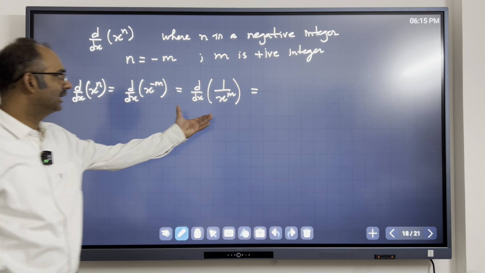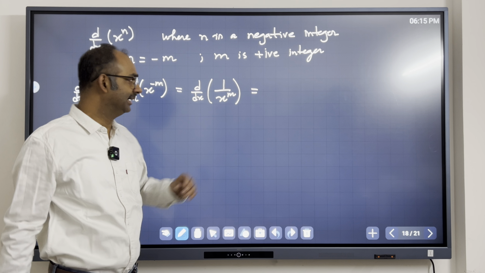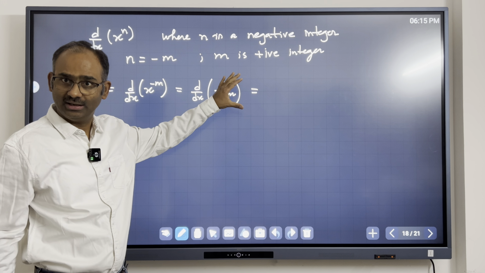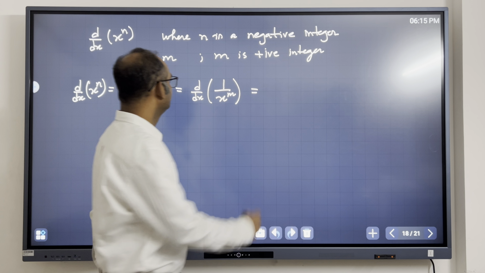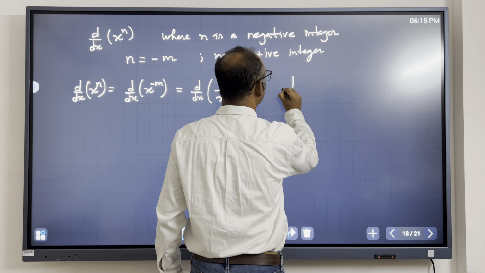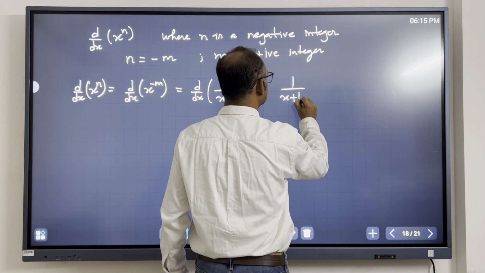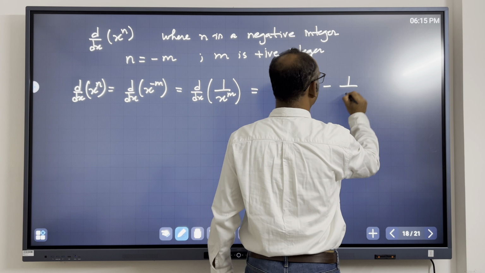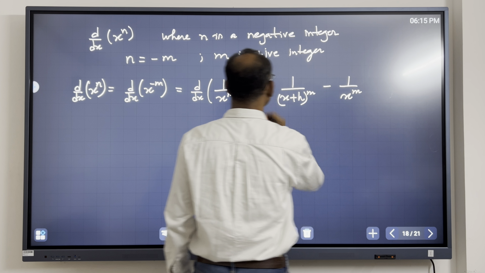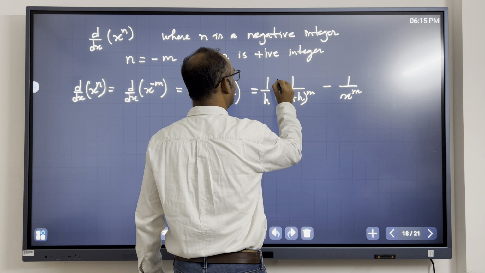Now I'll use the definition of derivative, meaning evaluate this function at x plus h and x, take the difference, divide by h, take the limit h going to 0. So what is that? 1 over x plus h to the power m minus 1 over x to the m, divided by h.